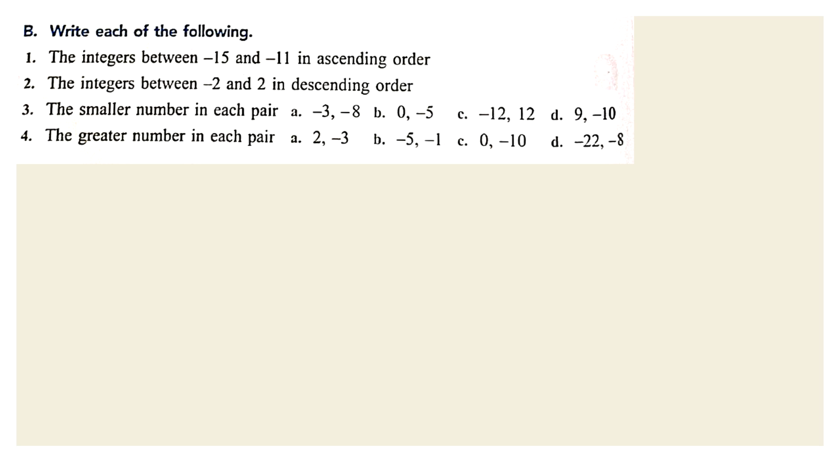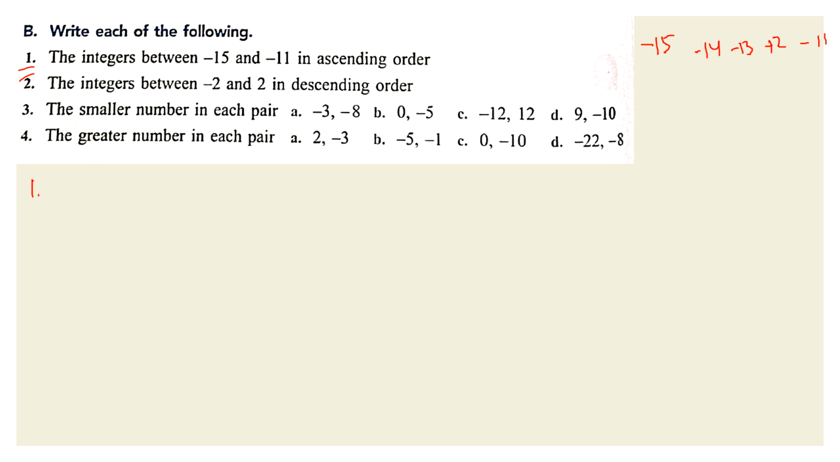Write each of the following. The integers between minus 15 and minus 11. That is your question number 1. So in question number 1, what are, first of all, the integers between minus 15 and minus 11? If you see, this is minus 15, this is minus 11. What are the numbers between that? After 11 we have 12, but it will be minus 12, then minus 13, minus 14.